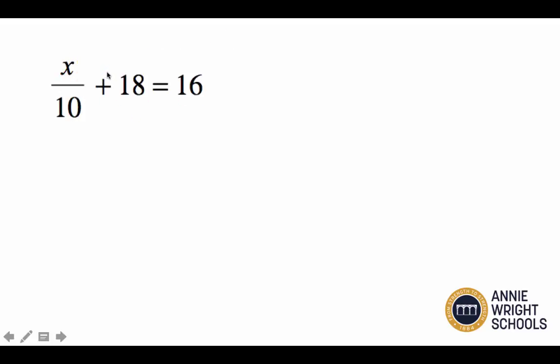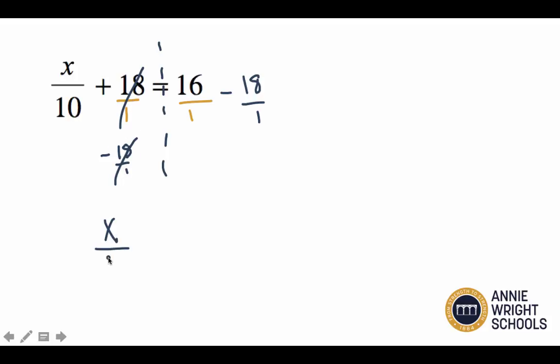So get rid of subtraction and addition. I'm going to subtract 18 over 1 from this side. On the other side of the equal sign, I also need to subtract 18 over 1. Over here, these cancel. That's why I did it. Adding 18 over 1 and subtracting 18 over 1 cancel, and I get x over 10 equals. To add and subtract fractions, you need to have a common denominator, which we do. And 16 minus 18 is negative 2 over 1.